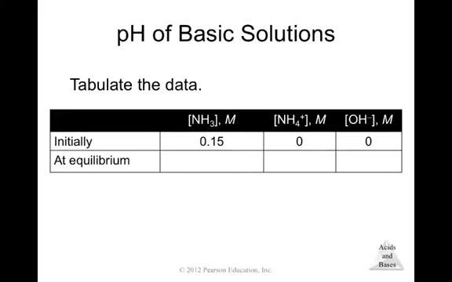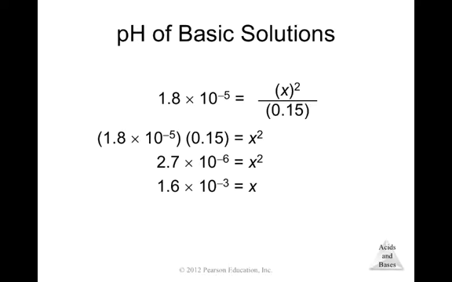So let's tabulate our data. Initially we have 0.15, 0 of the other stuff, and at equilibrium we have some unknown amount of the other two, and our initial base is still basically 0.15 because, like we saw before, very, very small Kb, so not a lot of dissociation going on. So we can just plug those in. 1.8 times 10 to the minus 5 is x squared over 0.15. Solve for x. 1.6 times 10 to the minus 3 equals x.